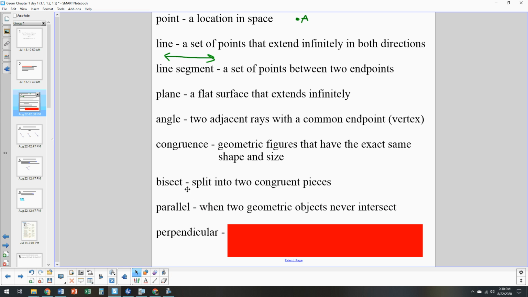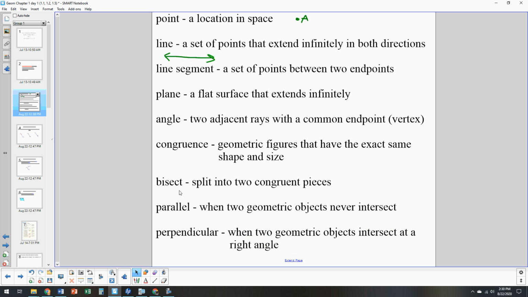Parallel is when two geometric objects never intersect. If I'm specifically talking about lines, I'm talking about coplanar lines, or lines on the same plane that never intersect, but planes can be parallel as well. And then perpendicular is when two geometric objects intersect at a right angle.